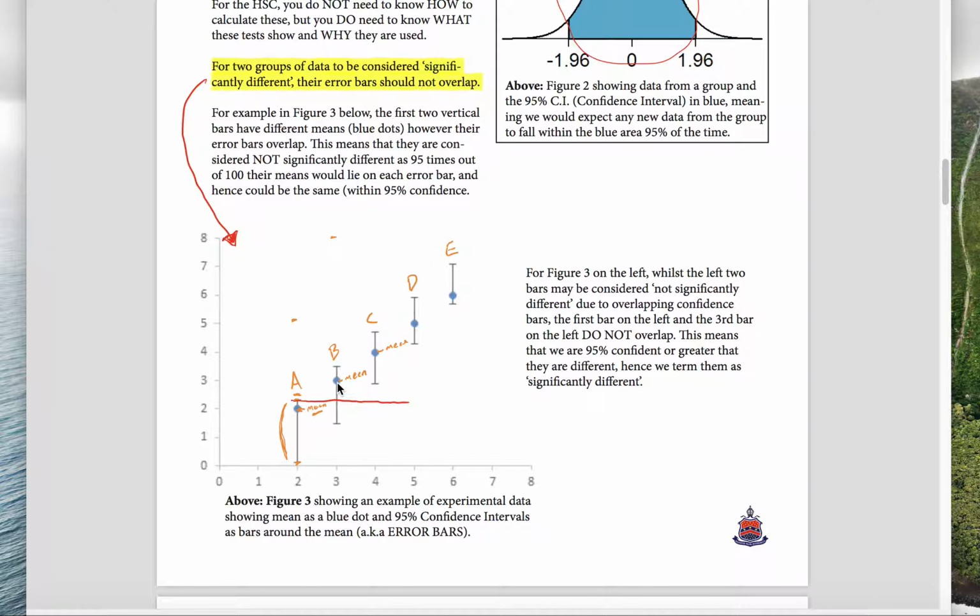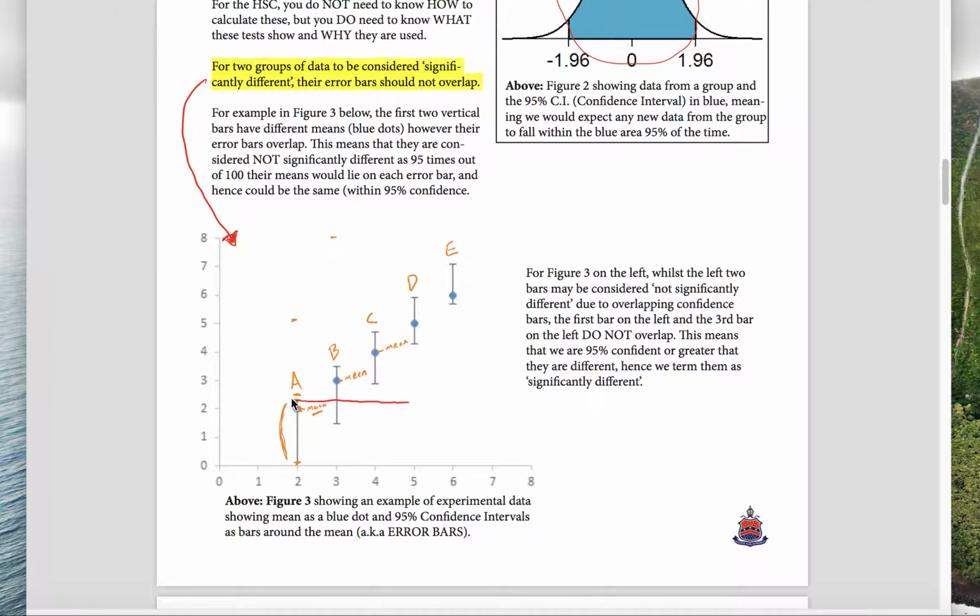So 95% of the data falls within this bar, and the mean is here. Now, what we need to do is look at these bars, and if the bars overlap, then we say that this one is not significantly different from this one, because there's a chance that the mean could be here, and the mean could be here, and they're actually basically the same. Because these bars overlap, these things are not significantly different.